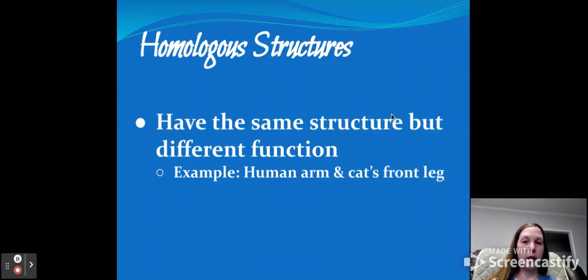So let's start with homologous structures. Remember that prefix means same. So these have the same structures but different functions. So for instance, we have a human arm versus a cat's front leg. They're the same structure, but they do have different functions.